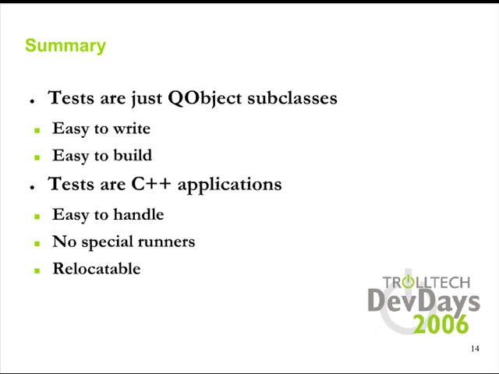Okay, so much for the basic testing. Tests are basically just QObject subclasses, easy to write, easy to build, no runners, no hassle. Tests are a C++ application. You don't need any special runners. You can relocate them, you can copy them from machine to machine, test it on another machine, and do everything you can do with a normal binary as well.